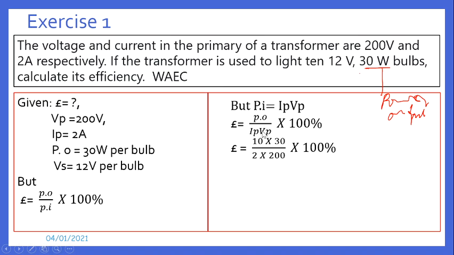And we have our VP is the same thing as what? That is the voltage we have for the output. Power input rather. That's the same thing as 200 volts. So simplifying this one, I'm going to have 30 times 10 divided by 2 times 200. That's going to give us 300 times 100% divided by 400, and that will give us 75% efficiency.